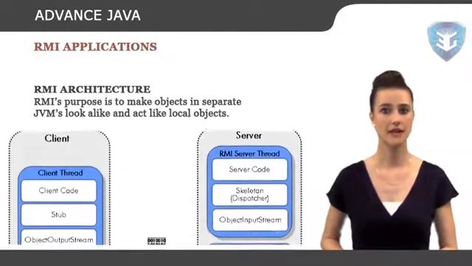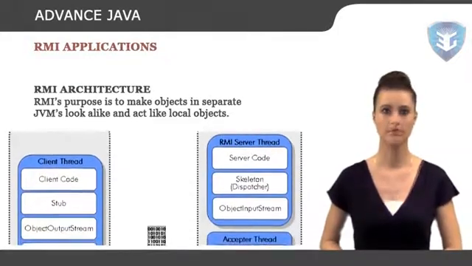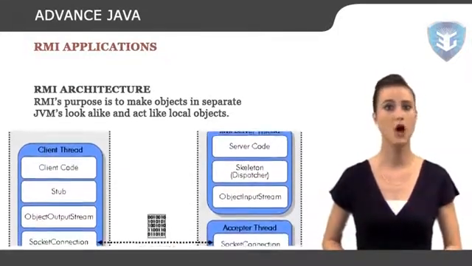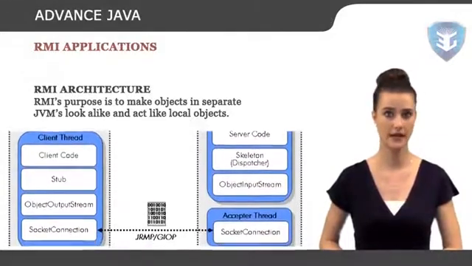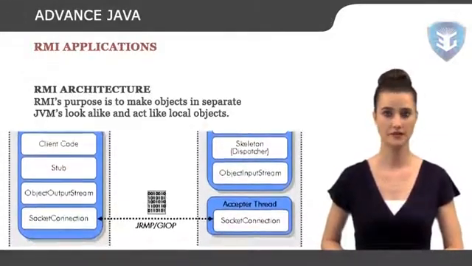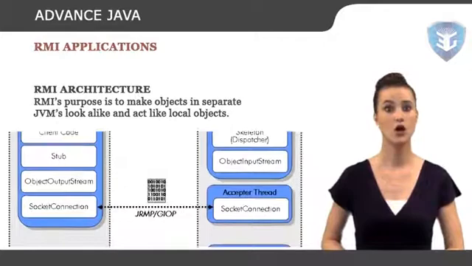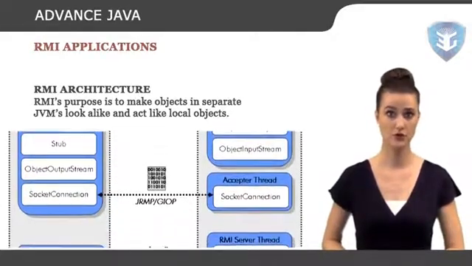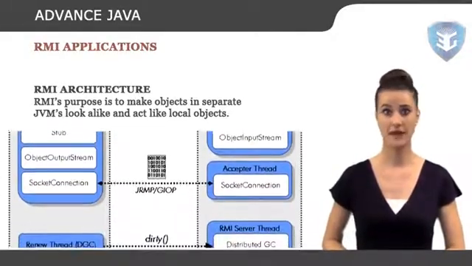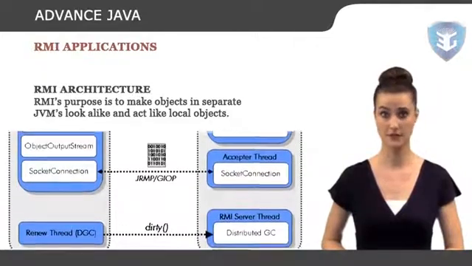Let's now understand the RMI architecture. RMI's purpose is to make objects in separate JVMs look and act like local objects. The JVM that calls the remote object is usually referred to as a client, and the JVM that contains the remote object is the server.